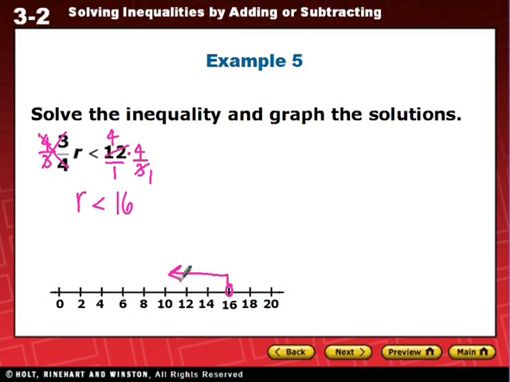Make sure it works. 3/4 of 16 is 12, so that's right. And if I plug in a number like 12 for r, right, 3/4 of 12 would be 9. And 9 is less than 12. So I know my arrow's going in the right direction, and I know my answer is correct.